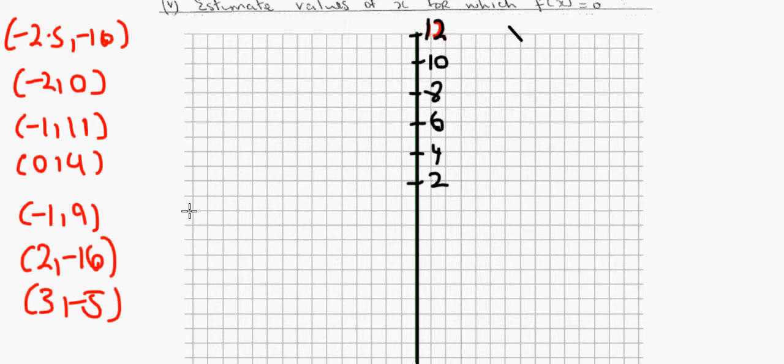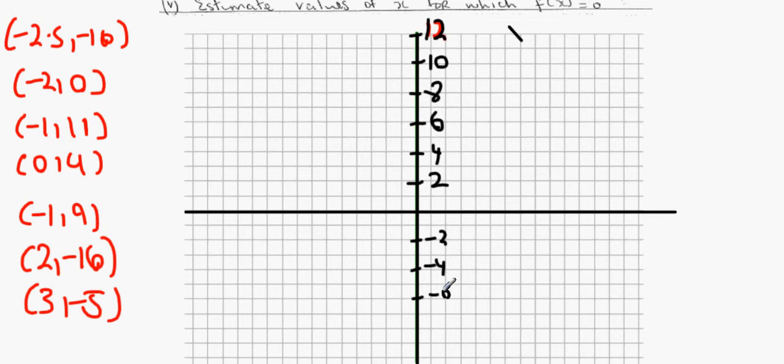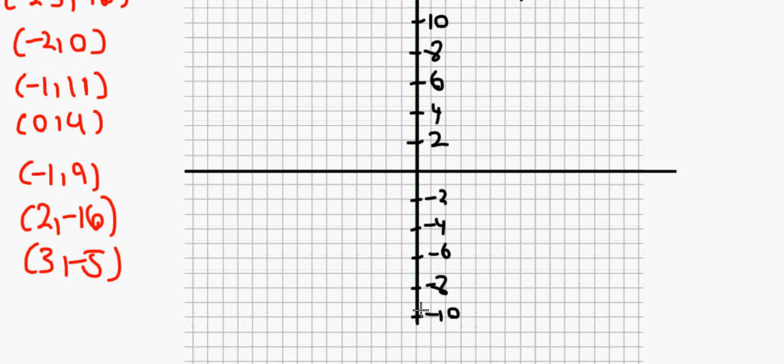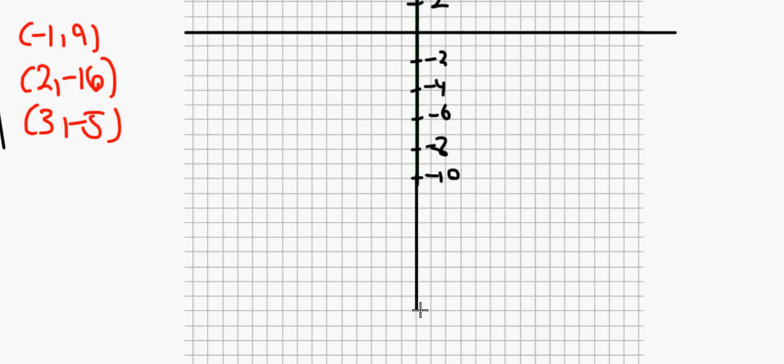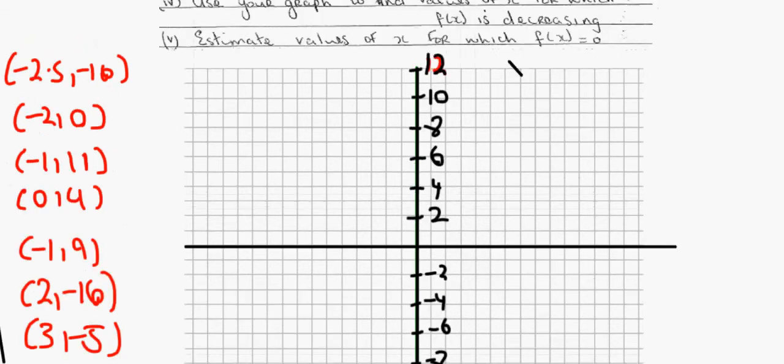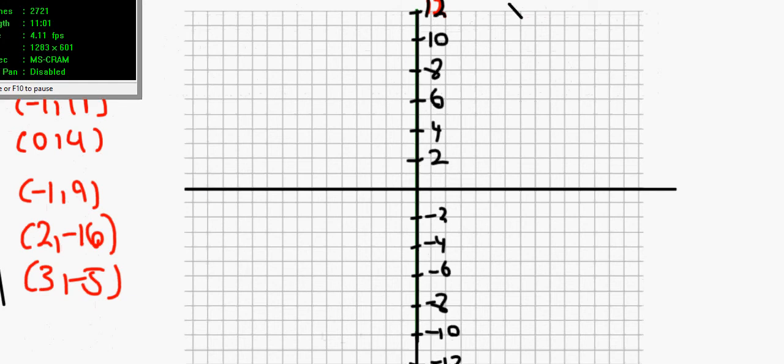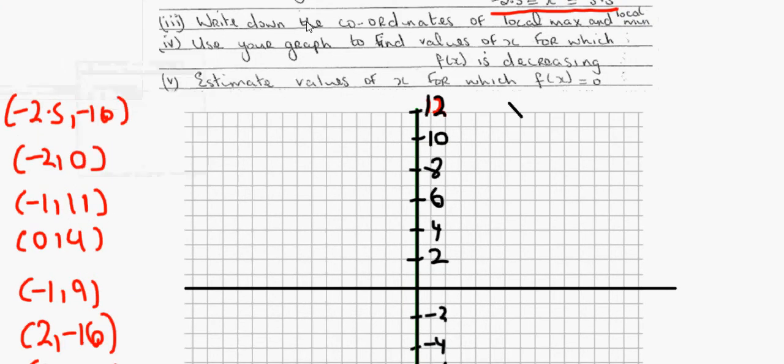Then we can put in our x-axis, and then we go back down for the y all the way down to minus 16. So minus 2, minus 4, minus 6, minus 8, minus 10. We just got to extend this a bit further than we would have liked. Minus 12, minus 14, minus 16. So we have this big line here.